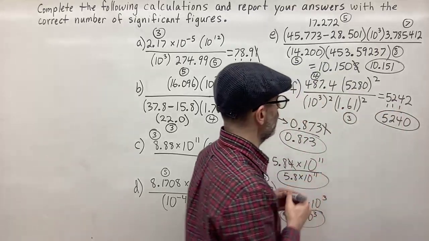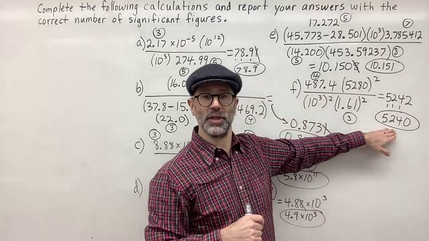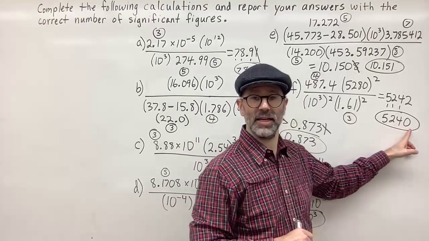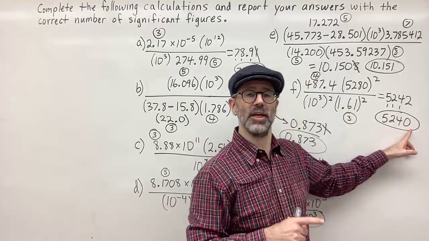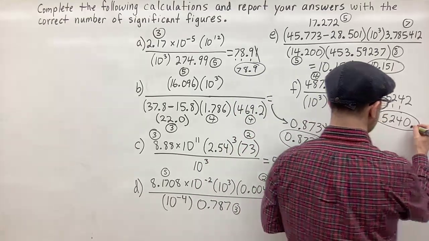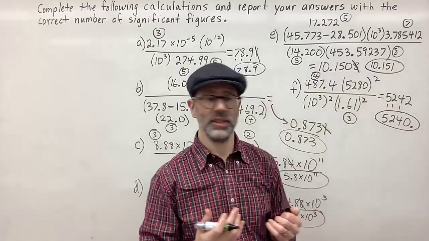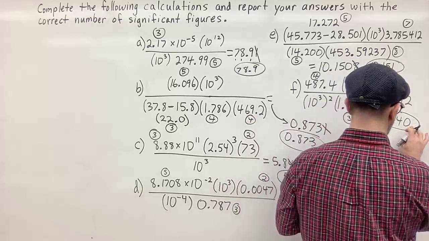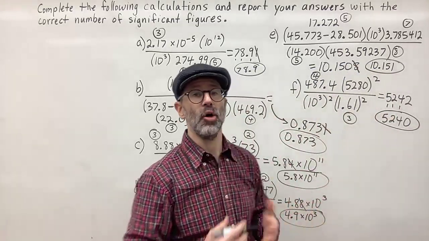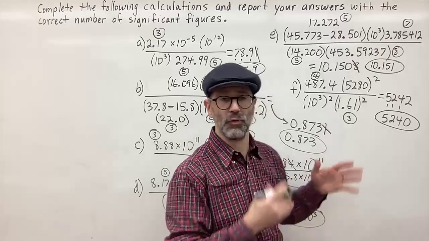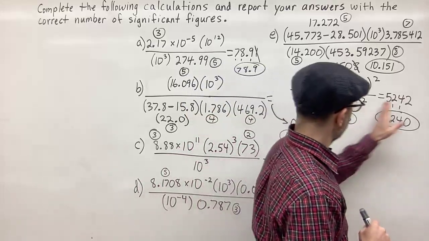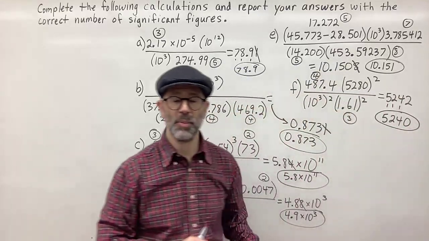So this would be 5,240. And notice I have 3 sig figs here, not 4, because the 0 at the end of the number is not significant unless there's a decimal point. If I put a decimal point there, now I have 4 sig figs. But without the decimal point, it's either ambiguous or it's not significant at all. And for the purposes of this video, we're saying it's not significant. Okay, so that would be the answer for that problem.